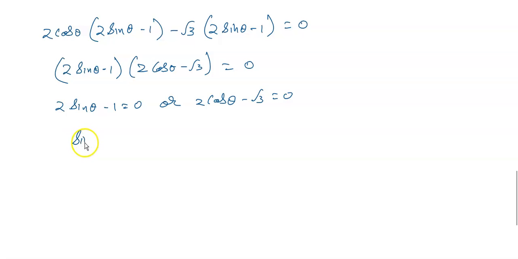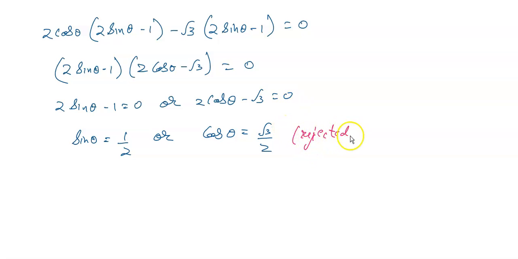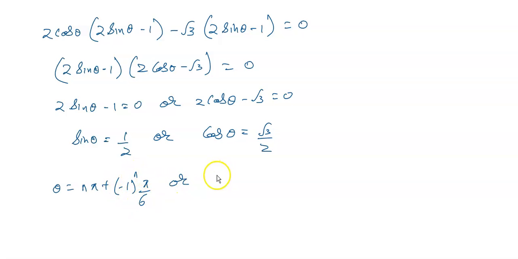So this implies sin theta is equal to 1 by 2 or cos theta is equal to root 3 by 2. Now cos theta equals root 3 by 2. This is not possible. So we will reject this because this is greater than, no sorry, this is accepted. That is what I am doing. So from here the solution will come: theta is equal to 1 by 2, the corresponding angle is pi by 6. So this is n pi plus minus 1 to the power of n into pi by 6, and from here theta is equal to 2n pi plus minus pi by 6.